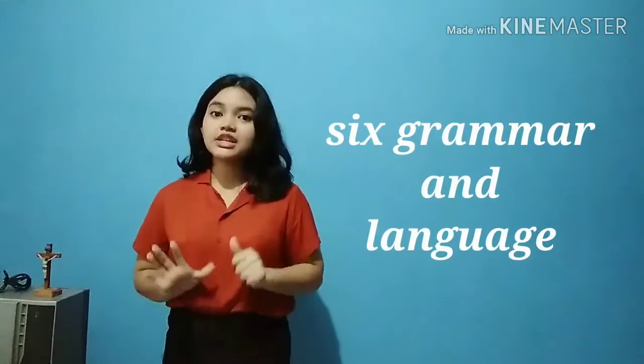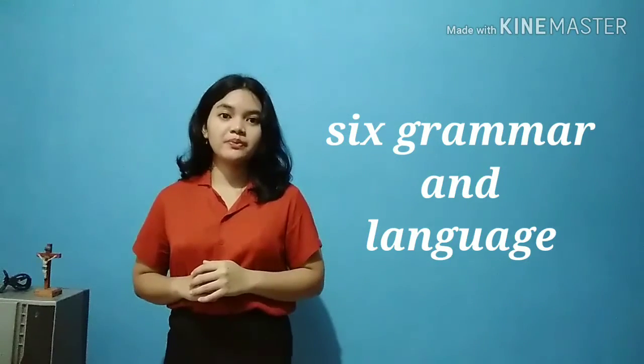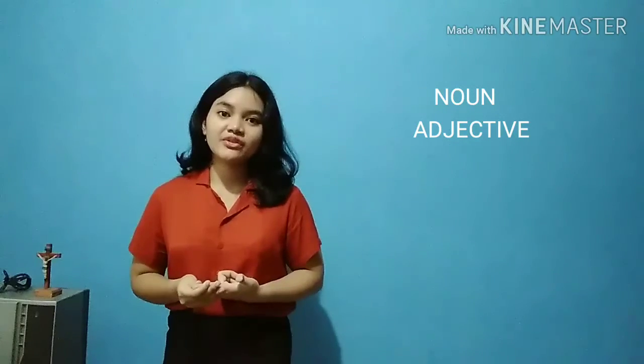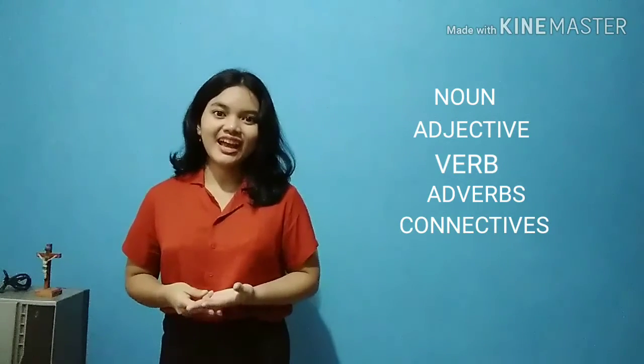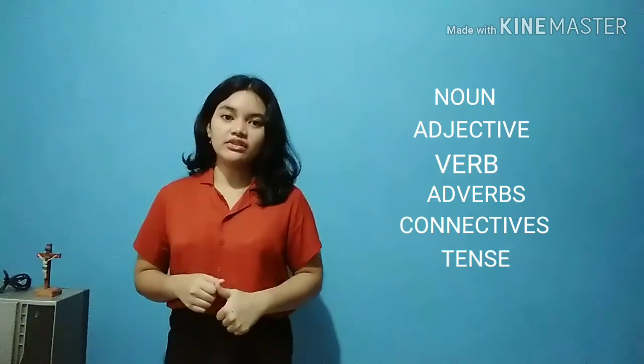And then there are 6 grammar and language conventions used. There are noun, adjective, verb, adverb, connectives, and tense. Nouns describe the people, animals, and things in the story. Adjectives build the noun group to describe people, animals, things in the story. Verbs can be used to indicate the characters are feeling, saying, or thinking. And adverbs, with the adverbial phrase, locate the event and incident.